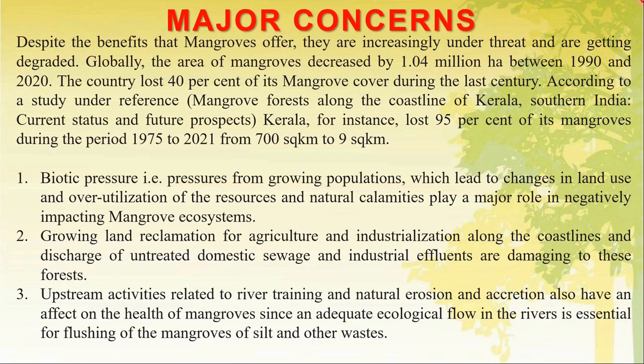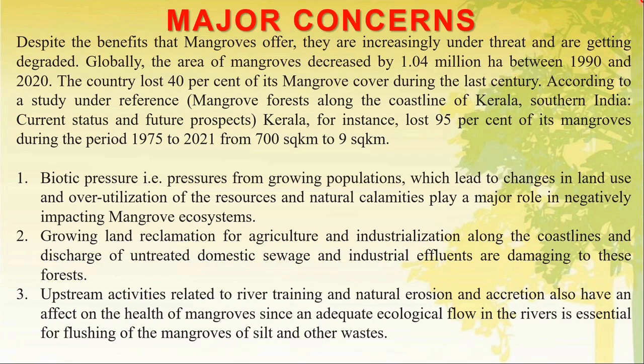According to a study, you can see the full thing on the reference page, the title of the study is Mangrove Forest Along a Coastline of Kerala, Southern India: Current Status and Future Prospects. According to this study, Kerala, for instance, lost 95% of its mangroves during the period 1975 to 2021, from 700 square kilometers to only 9 square kilometers.